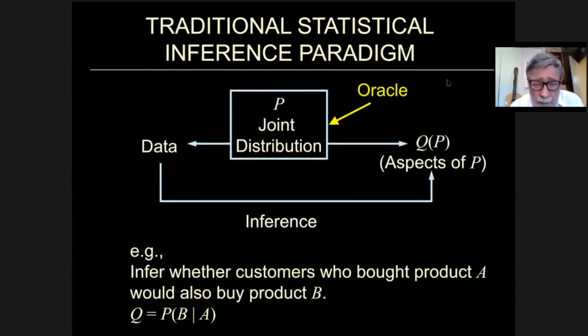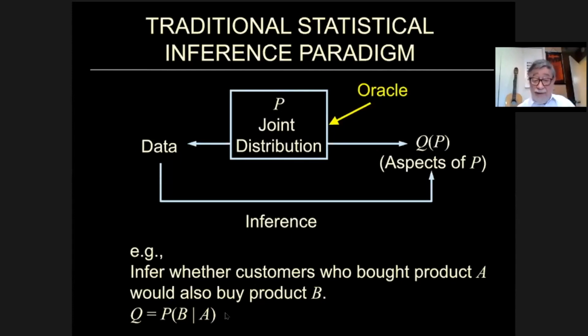And we are going to look at it by comparing what standard inference of statistics looks like and the way that causal attributes come into the game. So in statistics, what is the oracle of all oracles? It is a joint distribution of observed variables. If you know that joint distribution, then you will have the answer to every probabilistic question about the domain. For instance, infer whether customers who bought product A would also buy product B.